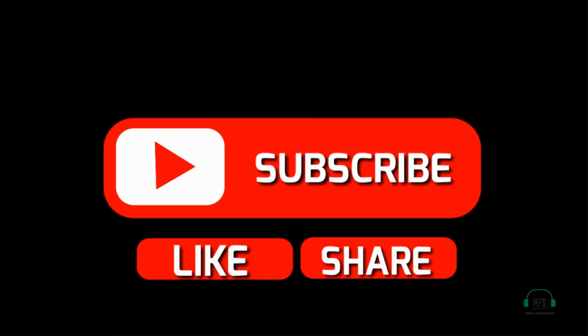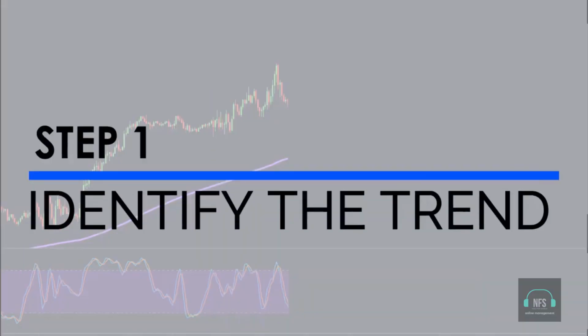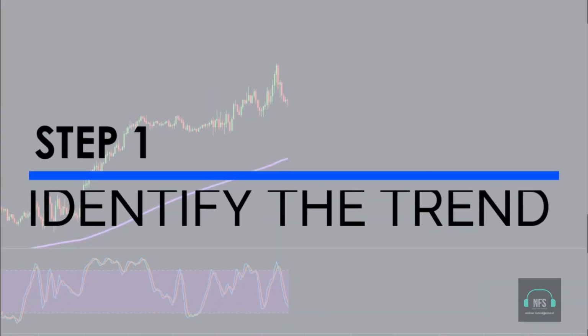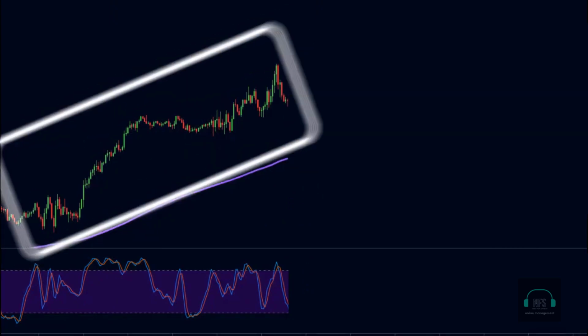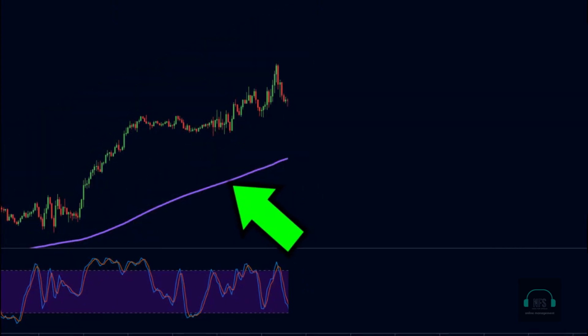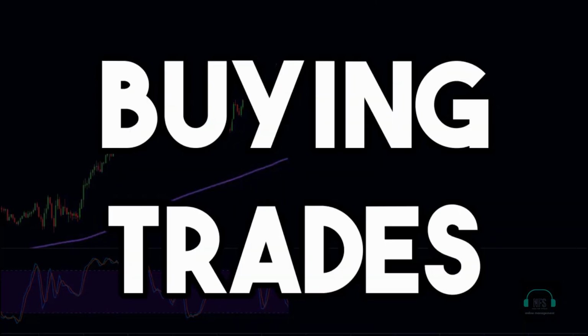So let us now get into the strategy. Look at this chart. Here we have the Euro-USD pair on a 15-minute chart. The first step is to identify the trend. Here we see that the price is above the moving average and the EMA is sloped upwards. We can conclude that the price is in an uptrend. So, we will only be looking for buy trades.